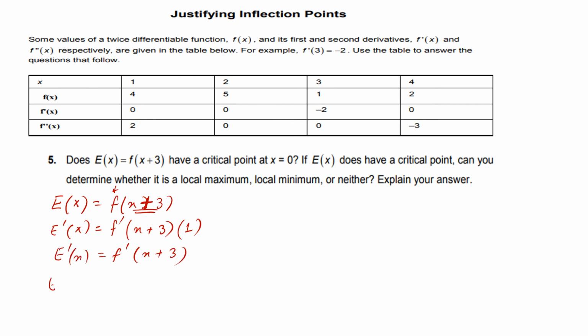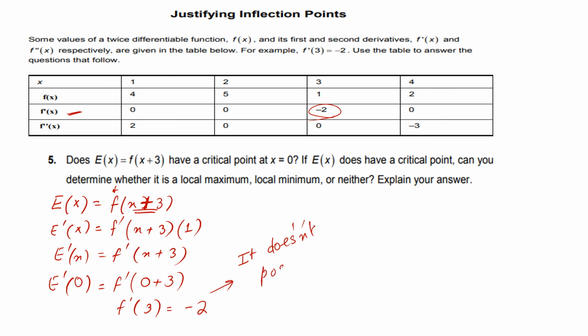Now check whether you have a critical number at x equals 0 or not by replacing x with 0. So f prime of 3. So f prime of 3 is negative 2. It means it doesn't possess a critical number. There is no critical number at x equals 0. So no need to perform more tests because there is no critical number.